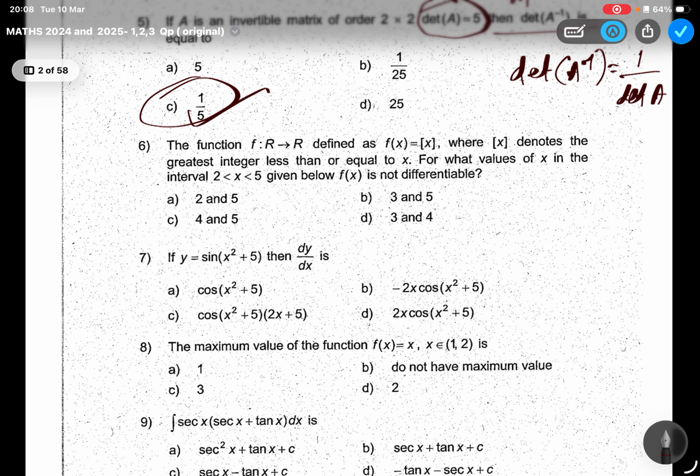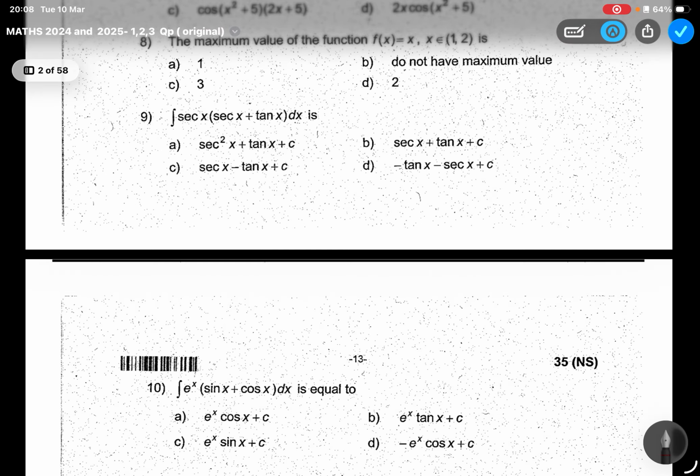And next, a function mapping from real numbers to real numbers is defined as f(x) equal to the greatest integer function, and they are asking for what values of x in the interval 2 to 5, f is not differentiable. It is very simple, and you know the greatest integer function rule. f is continuous at non-integral values and discontinuous at integral values. It means what? It is continuous and it is what?